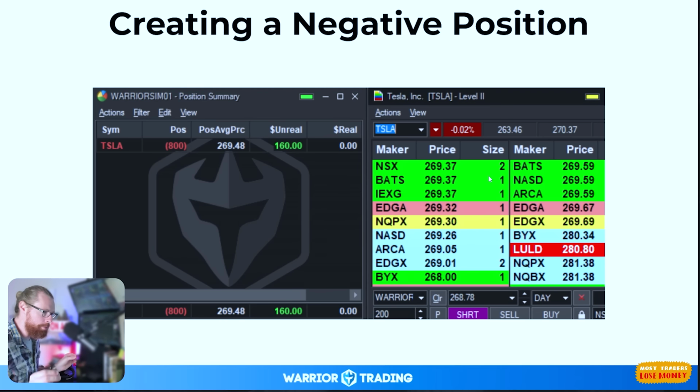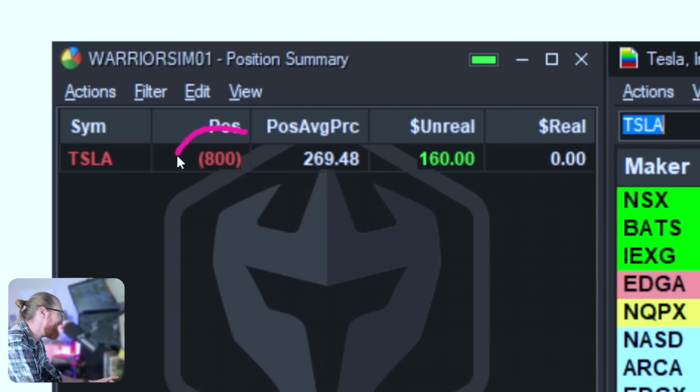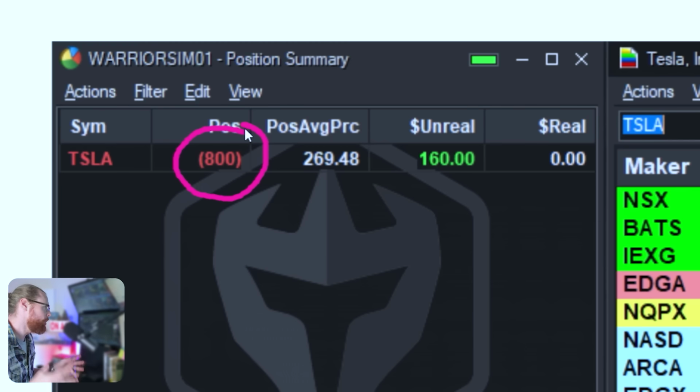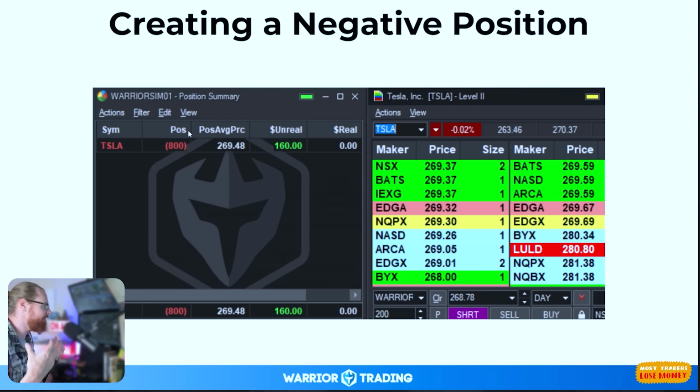When you create a short position, you essentially have a negative position on whatever instrument that you're trading. As you can see right here on Tesla, I have negative 800 shares. This is the exact opposite of what long-term investors like Warren Buffett would do. They buy and then they have a positive position and they'll profit as the price goes up. But when you have a negative position, you profit when the price goes down. So how does that work?